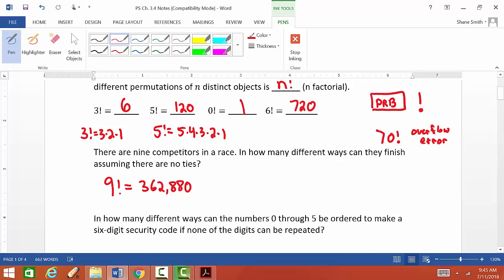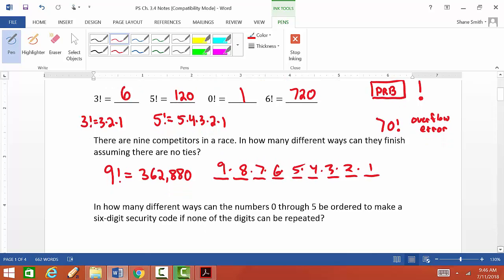Now for factorials, you can also use the fundamental counting principle. If you remember back in section 3.1, we talked about the fundamental counting principle and how to multiply things together. So if you have 9 people running the race, how many ways can the first person finish? Well, that's 9. Now if the first person finishes, how many are left for the second person? 8, and then 7, and then 6, and then 5, and then 4, and then 3, and then 2, and 1. The fundamental counting principle says to multiply these together. So notice that this is the same thing as 9 factorial. We're just simplifying it.